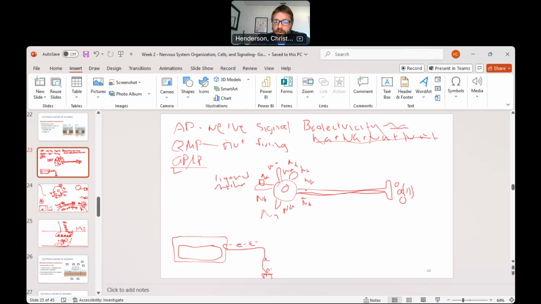Now, nerves can either be turned on or off. This is in the off state right now. Sodium's on the outside, and what's on the inside? Potassium. So that brings us to resting membrane potential.